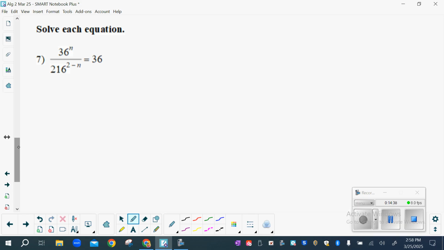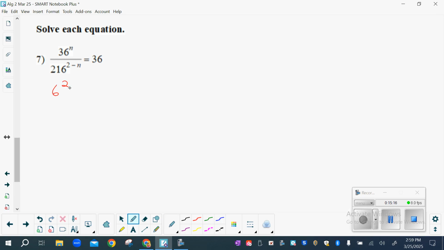So what would we do on this one? You'll have a couple of exponential equations like this on the test. You could multiply 216 squared minus n on both sides, but you have to get the same base first. So what do you think about 6 as the same base? I like that a lot. It could work, because 36 squared is already bigger than 216. So 6 squared is 36.